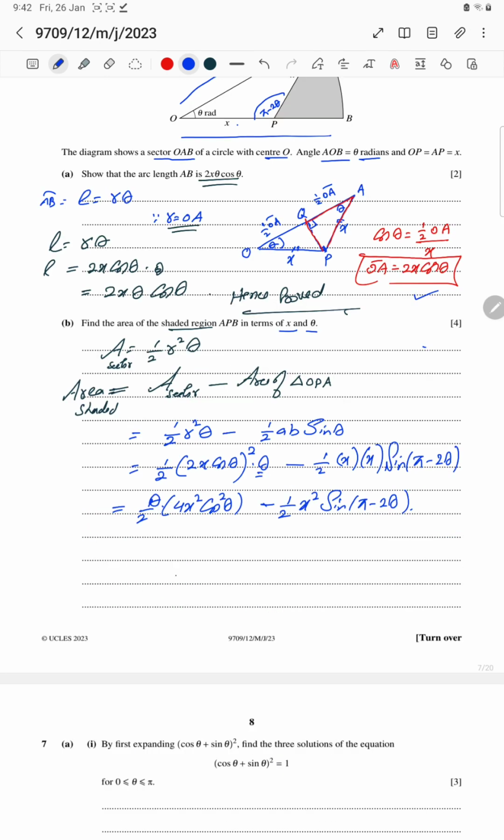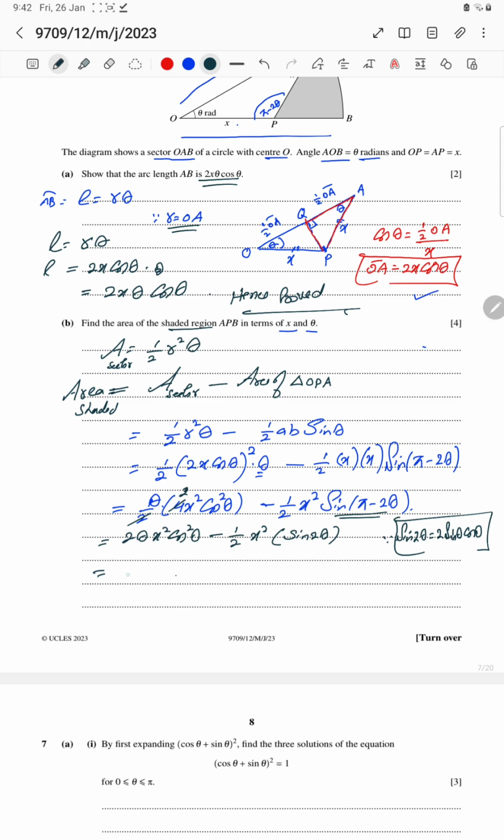Okay, here we have to solve it further. Simplify it, 2 twos are 4. So 2 theta x square cos square theta minus 1 by 2 x square, and this whole term becomes sine of pi minus 2 theta; pi means 180, so 180 minus 2 theta will be sine of 2 theta, and sine of 2 theta can further be written as 2 sine theta times cos theta. This is the trigonometric identity.